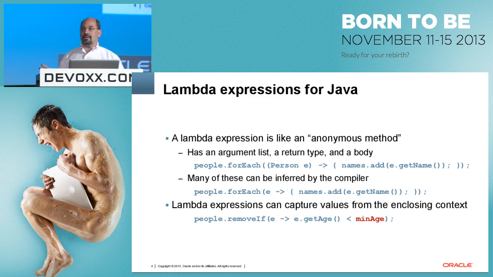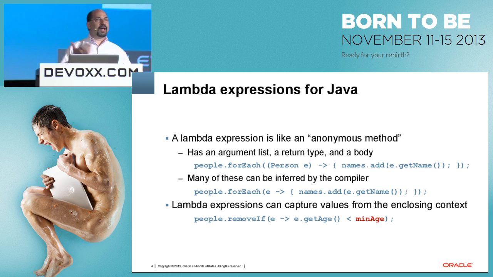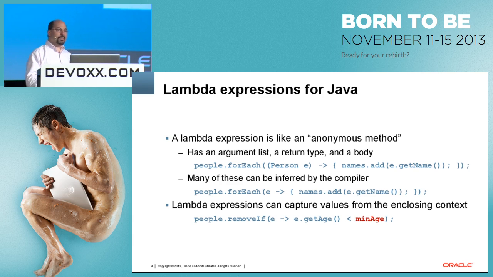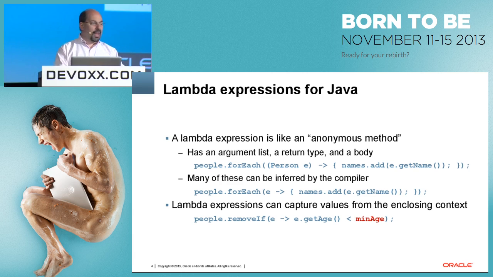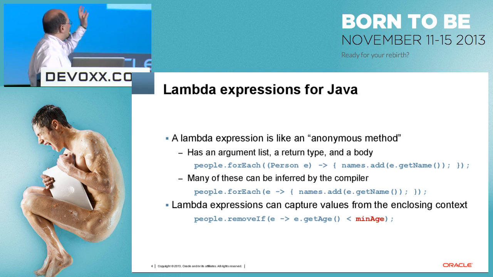A Lambda expression is an anonymous method. It has everything a method has. It has an argument list. It has a return type. It has a body. Its arguments have types. There's a set of thrown exceptions. It's a more syntactically compact way of describing a method. So in the first example here, the argument of the forEach method is a Lambda expression.